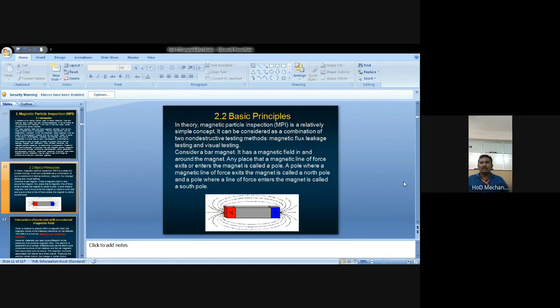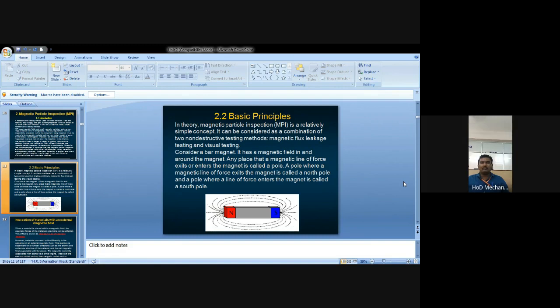Any place where a magnetic line of force exits or enters the magnet is called a pole, the north pole and the south pole. A pole where a magnetic line of force exits the magnet is called a north pole, and a pole where a line of force enters the magnet is called a south pole. A natural magnet must have two poles, north pole and south pole.